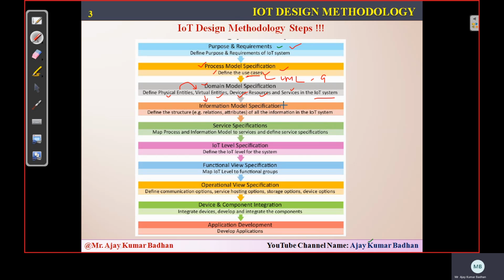Then comes the information model specification. Here we will have the structure, where we are going to place the devices, and how we are going to relate them, so it will consist of a set of attributes between the objects. We'll have multiple objects here. Every device will act as an object, and how these objects are interrelated with other objects, what relationship exists between one object and another object, that information we provide in this information model specification.